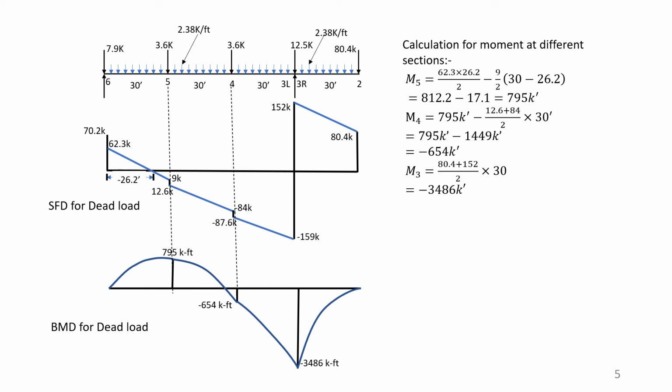And if we divide the 62.3 by 2.38, then at a distance of 26.2 feet the shear is 0. The shear at the next change point, we will always be referring to these change points, and we will work on these change points only, and we will find out the moment, shear, section, etc. at these change points 1, 2, 3, 4, 5, 6, and the left support is point 6, and the next point is point 5.